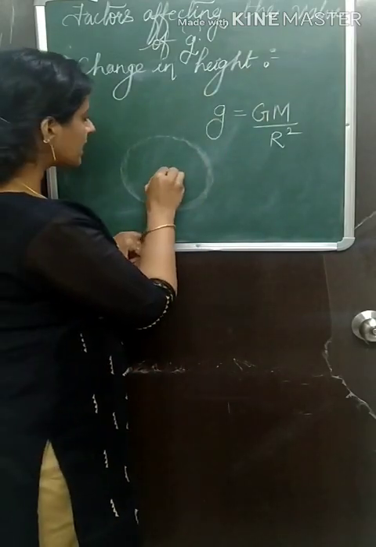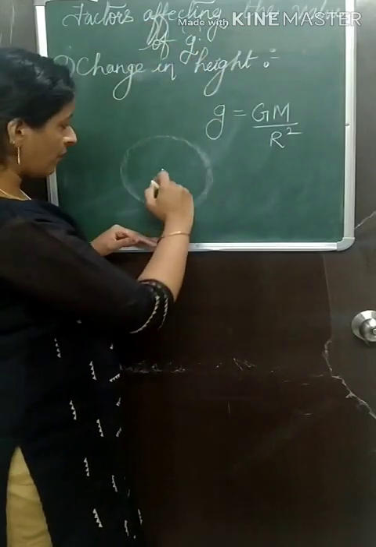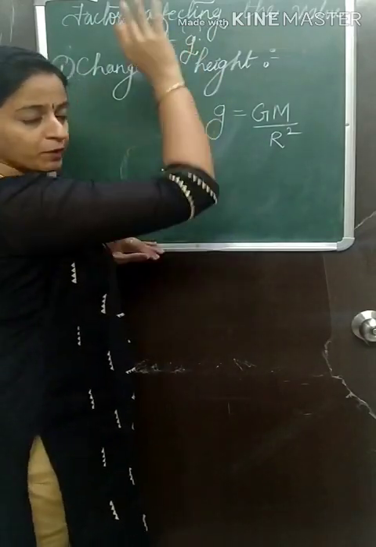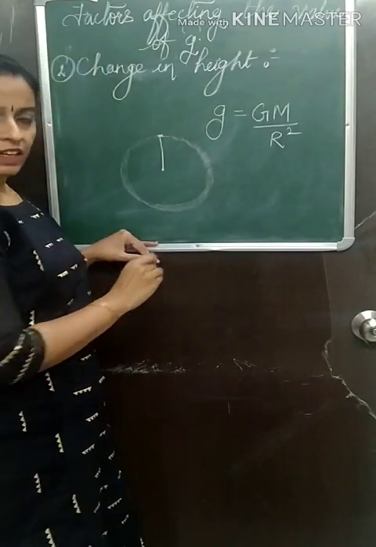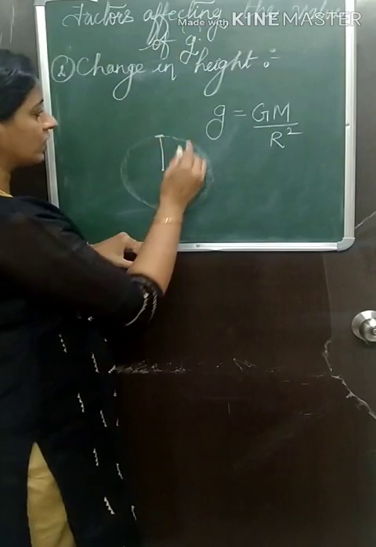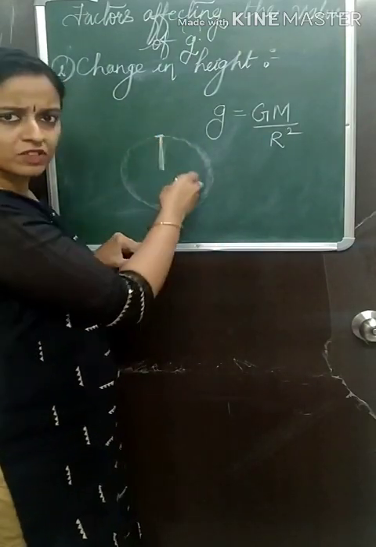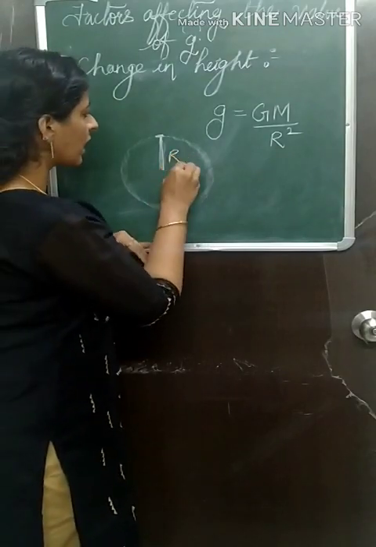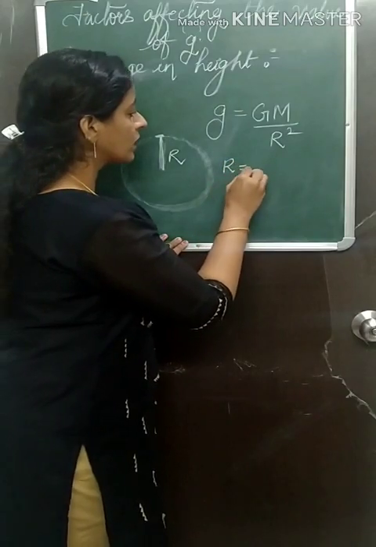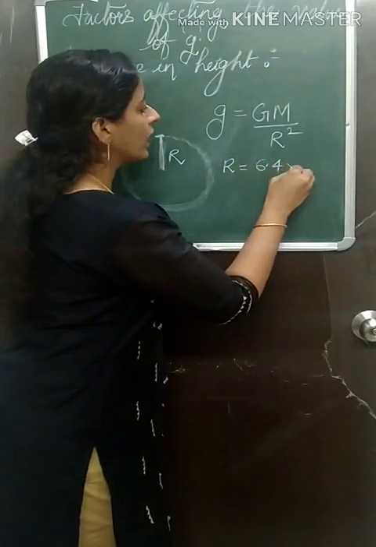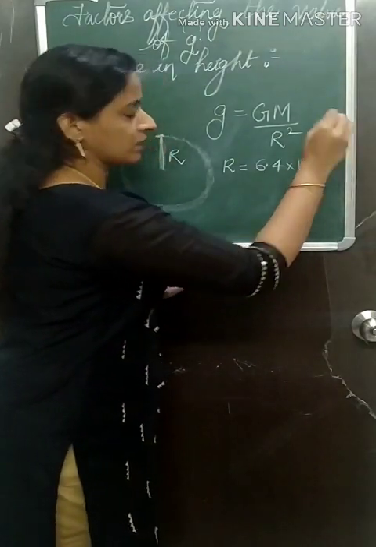As the height increases, height always we look in the upward direction. From the base we measure the height in the upward direction. If you are on the surface of the earth, somewhere here, you will consider only the height is 0. That means you are on the surface of the earth. So that is nothing but the radius of the earth. And what is the value of the radius of the earth? The radius of the earth is 6.4 into 10 raised to 6 meters.